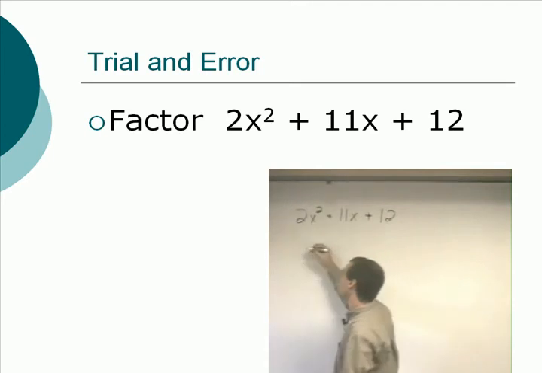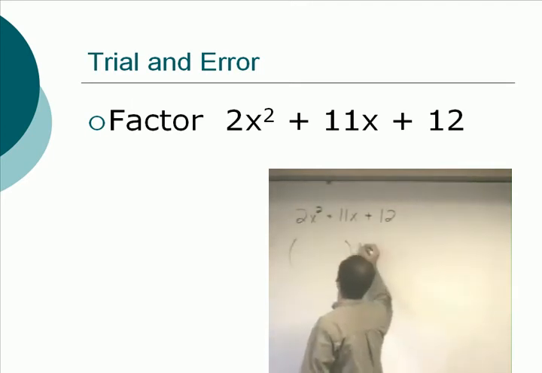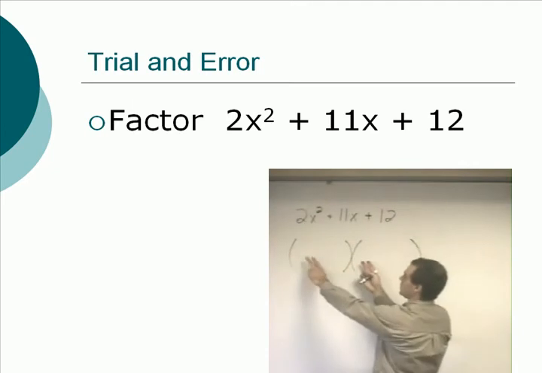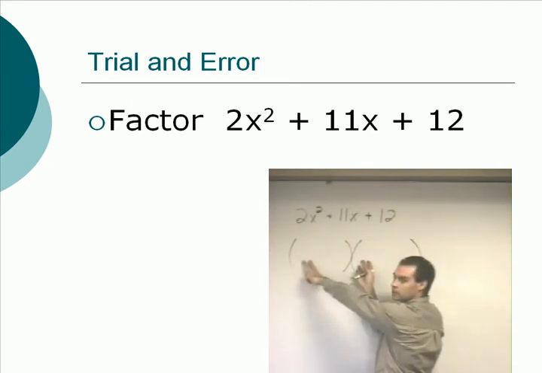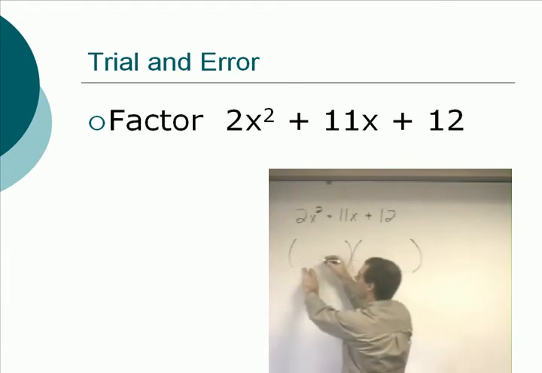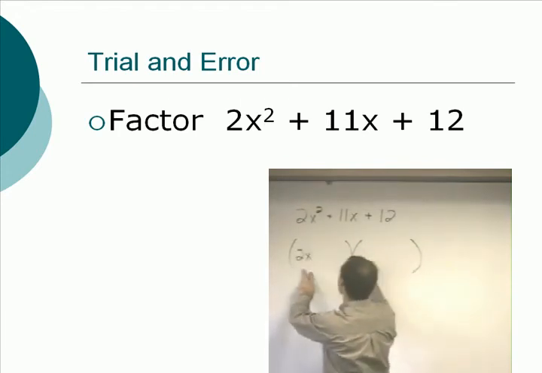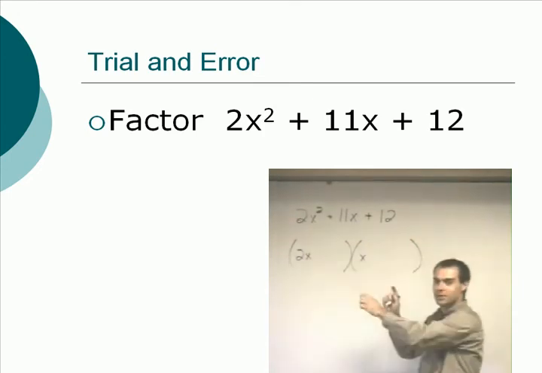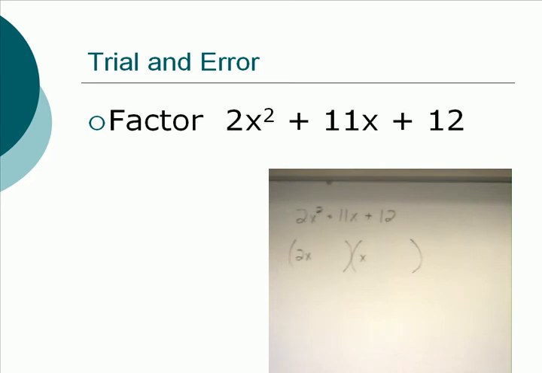Trial and error says, well, let's just try and muscle this out. Reason your way through it. What do the first 2 terms have to be here? They're going to have to be 2x and x. And the problem is we don't necessarily know which one goes where. This is why trial and error takes a lot of practice or a lot of luck.